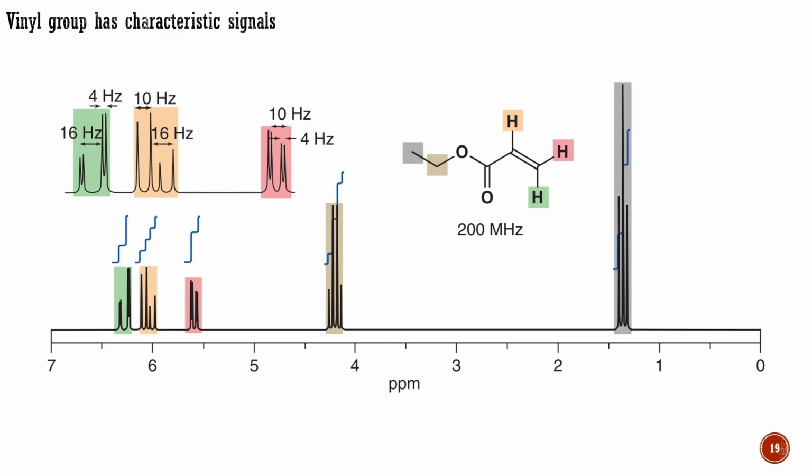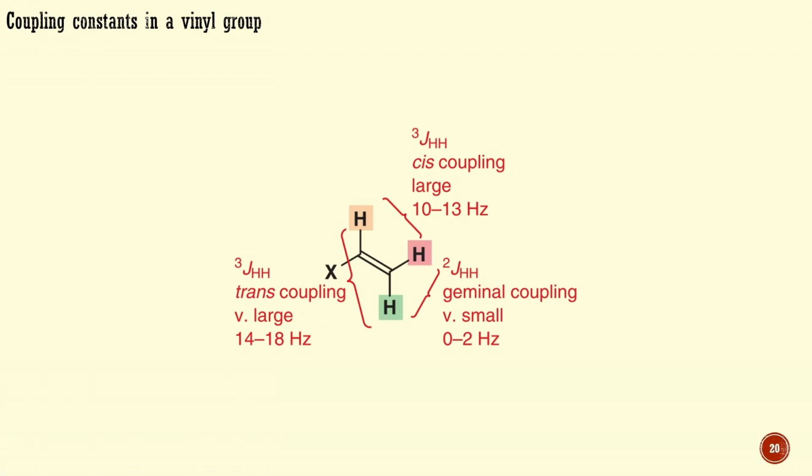The largest coupling constant is 16 Hz and is obviously between the orange and green protons trans to each other. The medium coupling constant is 10 Hz and corresponds to the coupling between the orange and red protons with a cis arrangement. Finally, the smallest coupling constant is 4 Hz and must be between the red and green geminal protons. Sometimes knowing the coupling constants is just enough for the accurate assignment of most of the protons in an organic molecule. As a rule, assignments based on coupling are more reliable than those based on chemical shift alone.